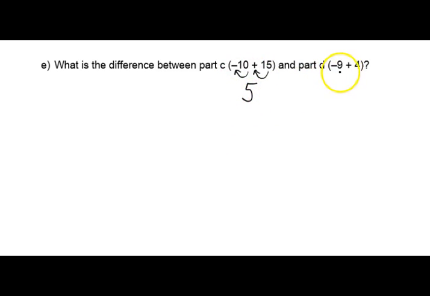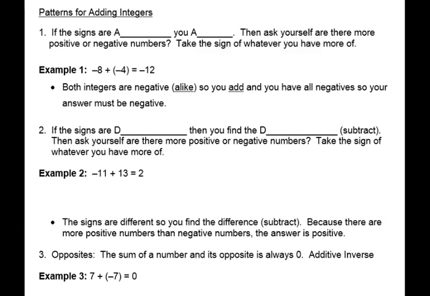But in this example, we had 9 negatives and 4 positives. We still subtract the two numbers because of that negative symbol, meaning take away. But here our answer was negative because we had more negative numbers than we did positive. That's the difference between those two. Here's a summary of the patterns we just discussed. If the signs are alike, you add.